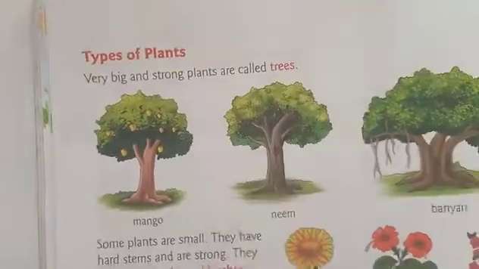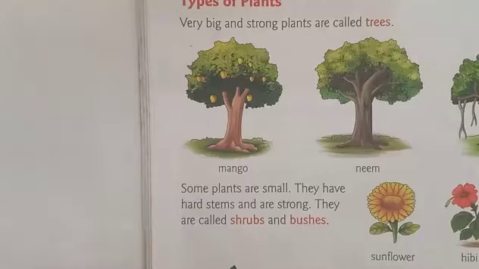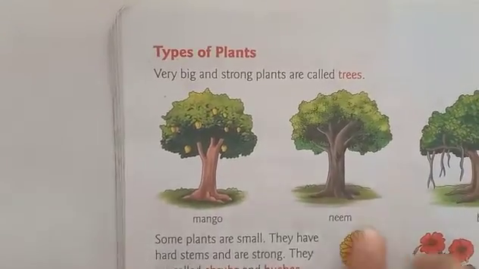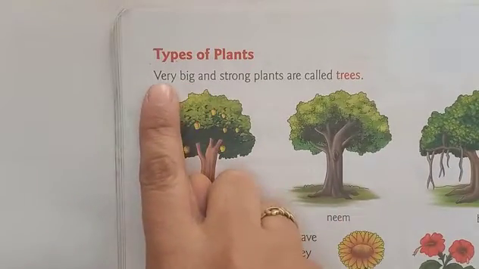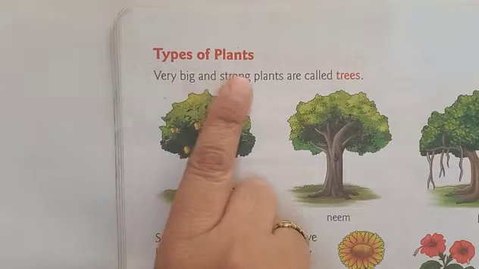Okay children, we have started our lesson number 18, Parts, the World of Plants. We have read about the parts of a plant. Now today we have done types of plants also. Now we will read in the lesson, in the book, sorry. We will read the lesson in the book.